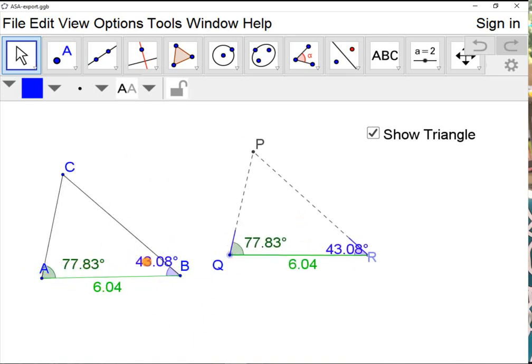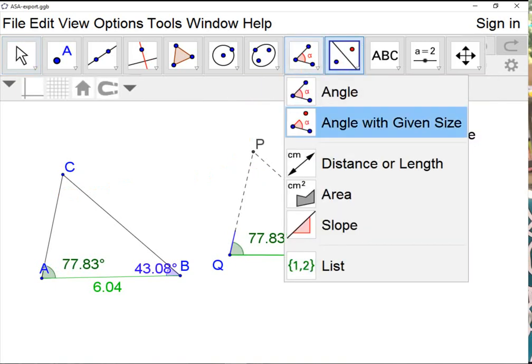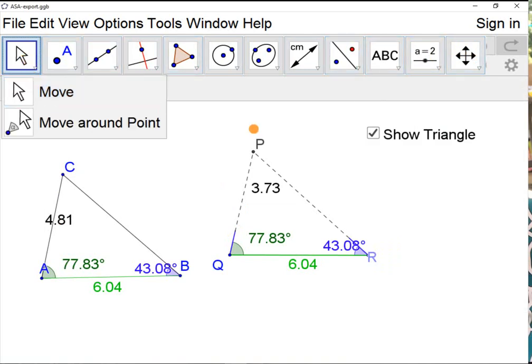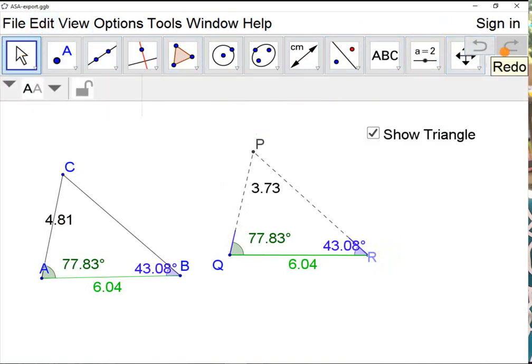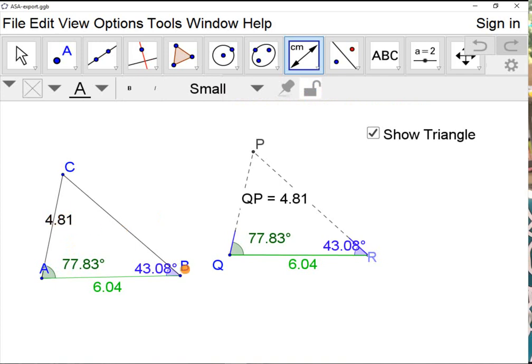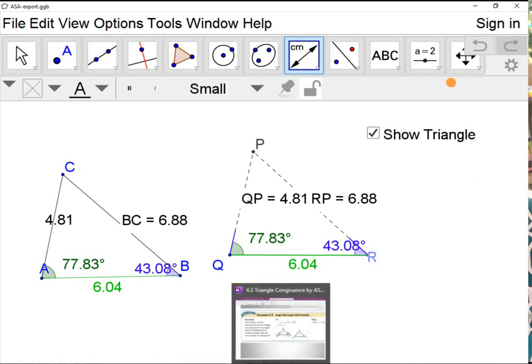One's got 77.83, 43.08, 77.83, 43.08. So that angle up there is going to be the same as that one. If I look at the distances, I never tried to make that distance the same as that distance. The distance from Q to P, 4.81, is the same as that distance there, right? Would you guys agree that this distance B to C, which I never knew what that distance was, 6.88, what do you think R to P is going to be? 6.88. Okay, I never worried about what those were, right?